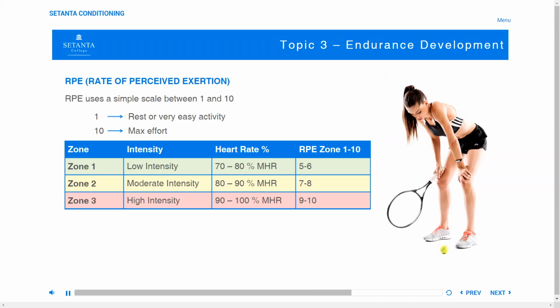Using an RPE scale to rate intensity of a particular training session will take practice, but as you progress, the more you practice, the better you become at identifying your level of effort. Here we present a table on the different types of aerobic training and their corresponding intensity zones.